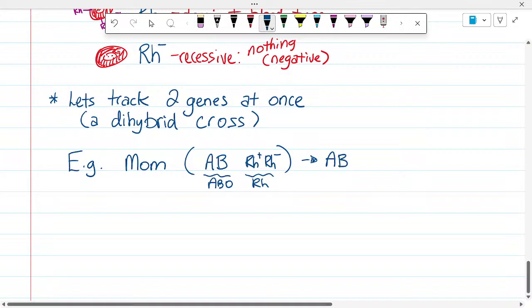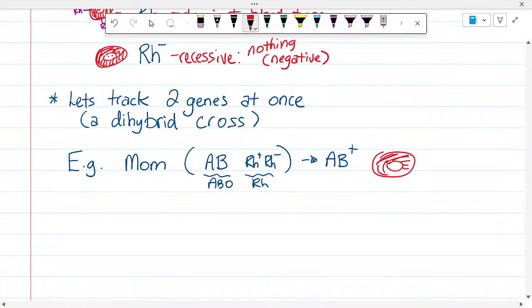AB positive, right? A and B are codominant, so she's type AB, and positive is dominant over negative, so she's type AB positive. If we looked at her blood cells, she has all of the antigens a person's blood cells can have.